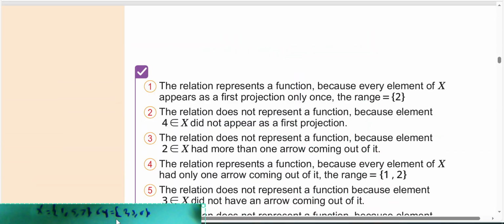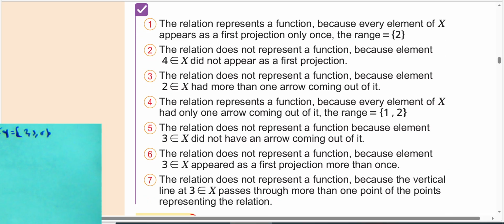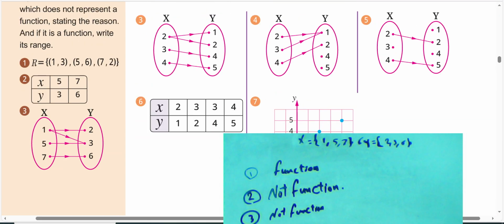He gives me the answer down here about self-evaluation. The relation number 1 is a function, because every element of x appears as the first projection only once, and the range will be 2. Okay, we have the function here. About this question we can find the range.